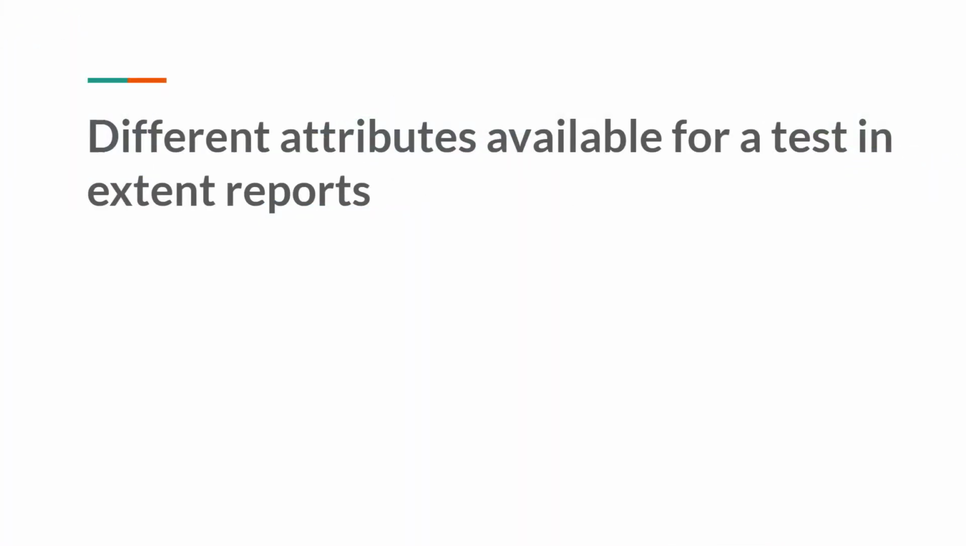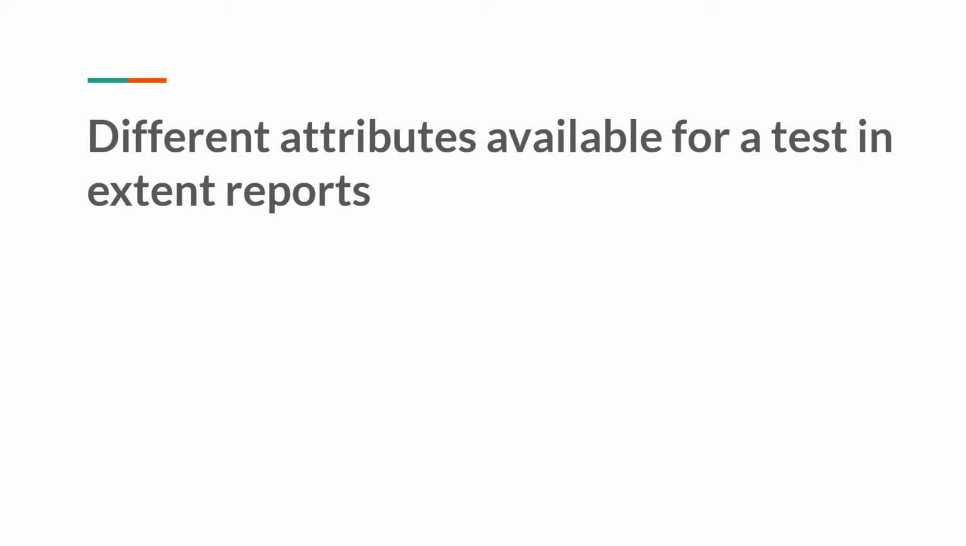In this video, I will explain about different attributes available for a test in extent reports. So here the attributes are nothing but additional information, the additional information that can be provided to a test. Whenever you are creating any test in the extent reports, you will be passing some information. Along with that, if you want to pass any other additional information, how you are going to do that and what exactly this additional information is, all these things we will try to understand in this video.